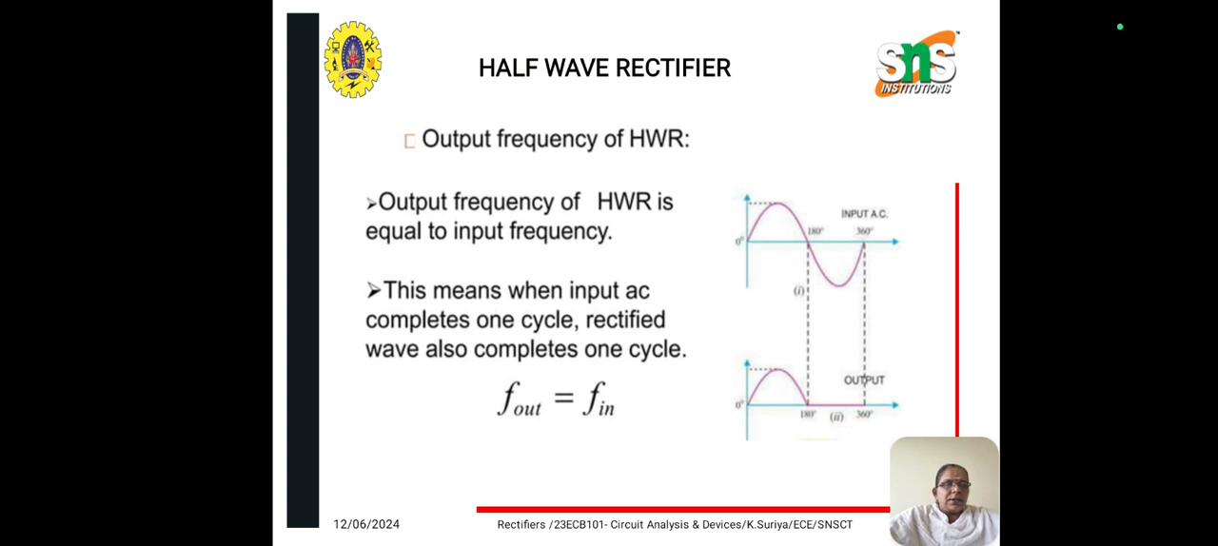The diagram shows the output of the half-wave rectifier. The frequency of the half-wave rectifier is the same as the input frequency. This means that when the input AC completes one cycle, the rectified wave also completes one cycle. So F out is equal to F in.